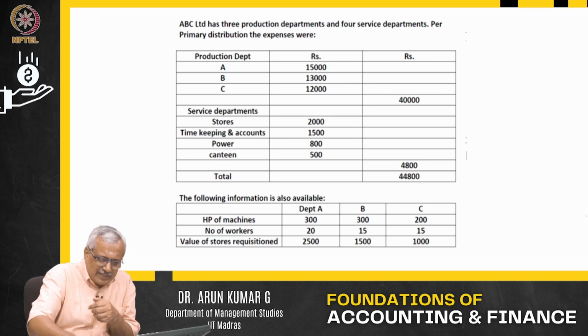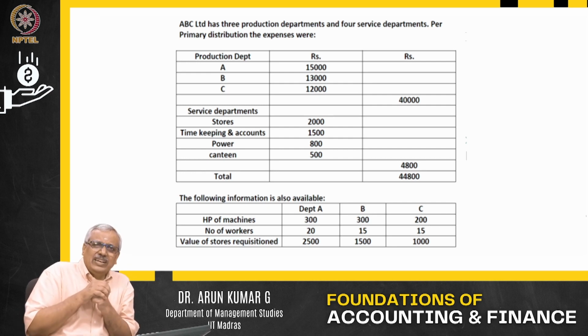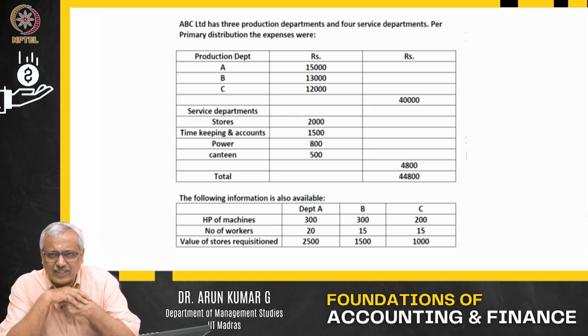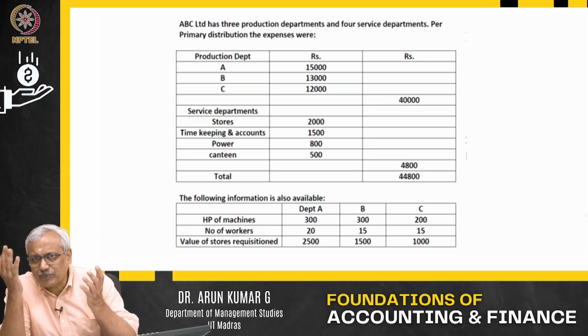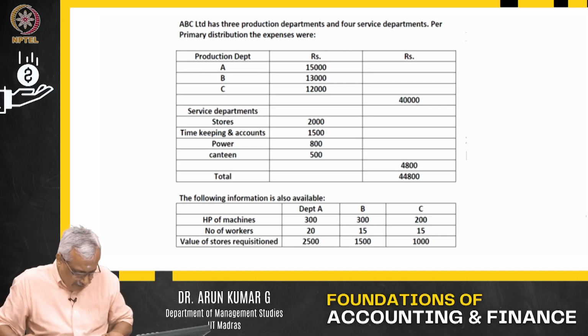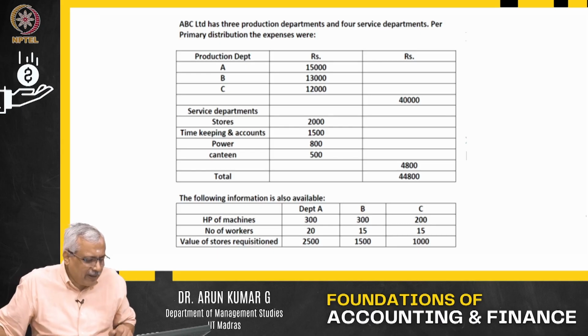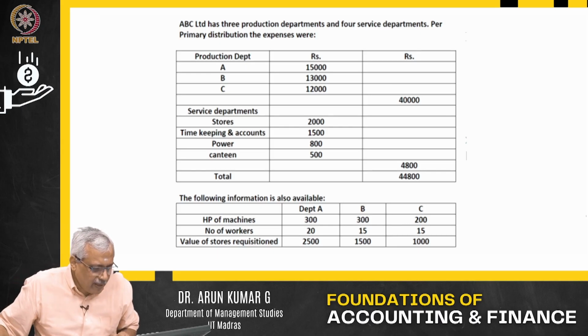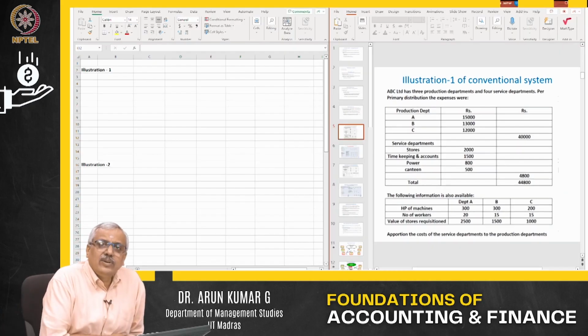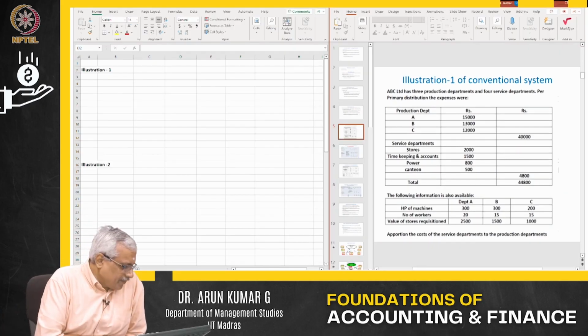Let us work on this particular problem. What you see on the screen, APC has 3 production departments and 4 service departments. Now apportion the cost of the service departments to the production departments. How do you do it? Let us look at it. Let me go back to my typical Excel sheet. So let us look at the illustration. I am going to solve it with the help of Excel.